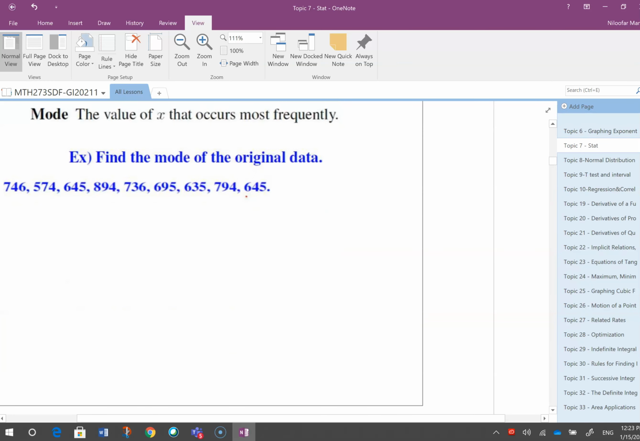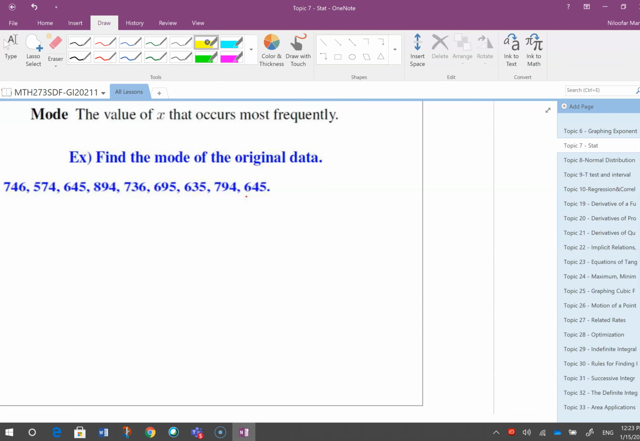How about the mode? Mode is what happens most frequently, meaning the data that happens more than once. So here the data that happens more than once is this one. Yes, so this is the mode.